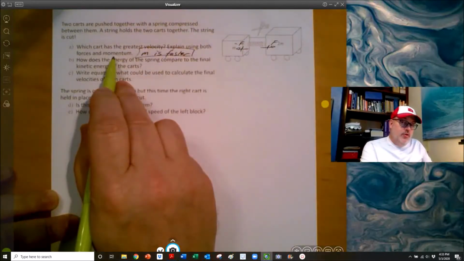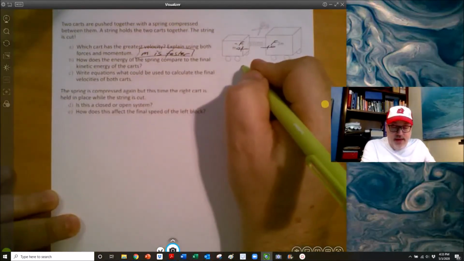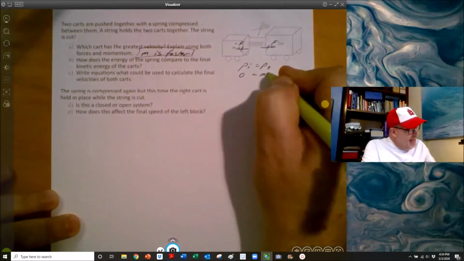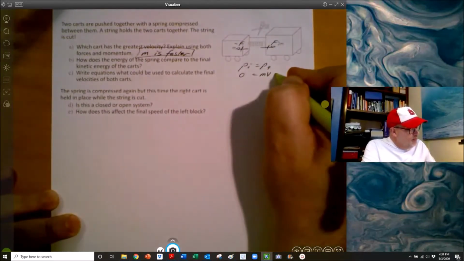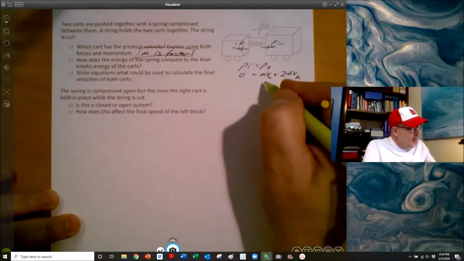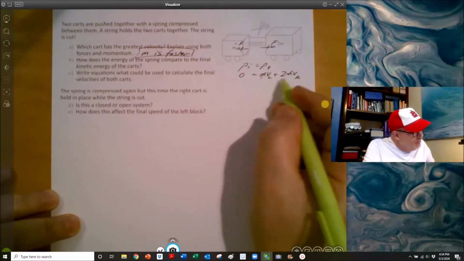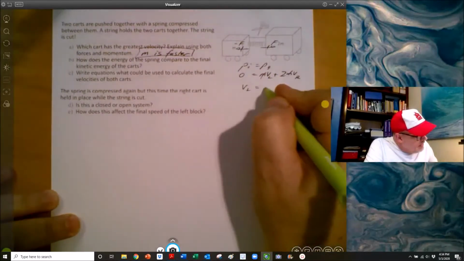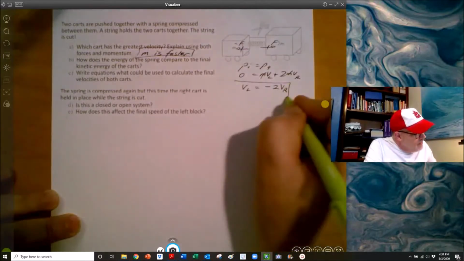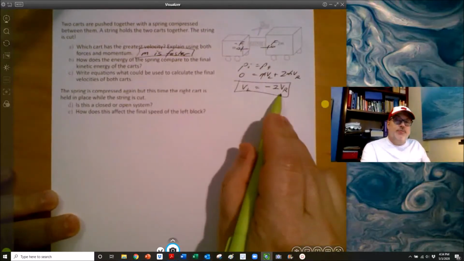If you want to use momentum, then you can just say that the momentum initial equals momentum final. We start with 0, so that means mv for the one on the left plus 2mv for the one on the right. I'll go left and right. And then the m cancels out. And then if we solve it, the one on the left equals negative 2v on the right. That means it's going twice as fast in the opposite direction.